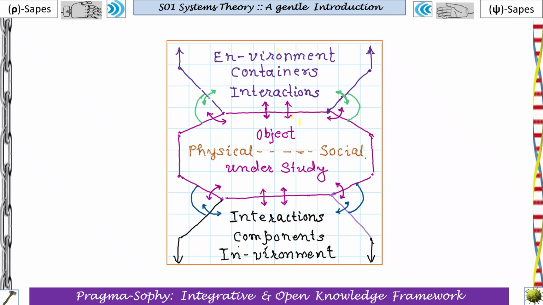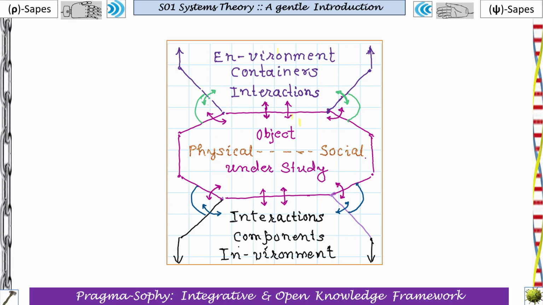Above the object in the figure lies the environment. This environment serves as a container for the object under study. It represents everything external that surrounds and affects the object. The environment could be physical, for instance, like the atmosphere around a machine, or it could be social and cultural, like the economic climate surrounding a business.